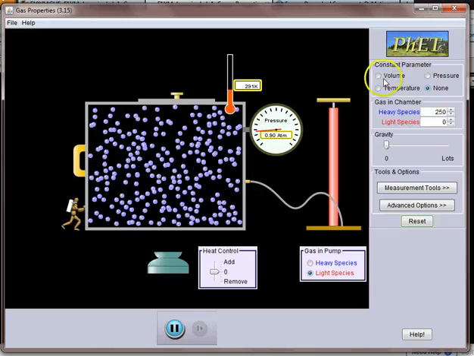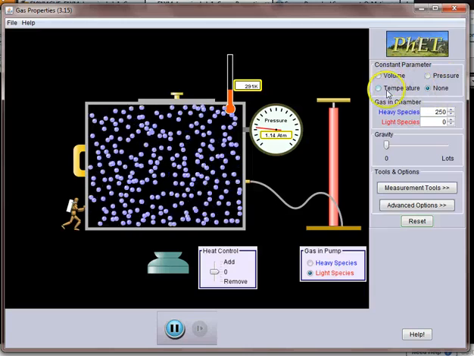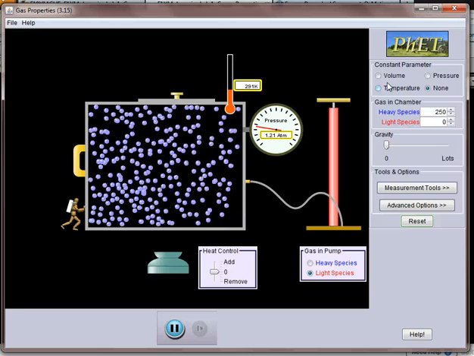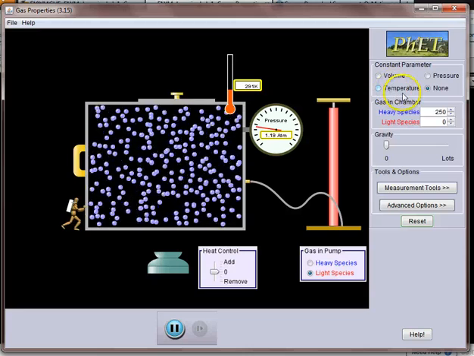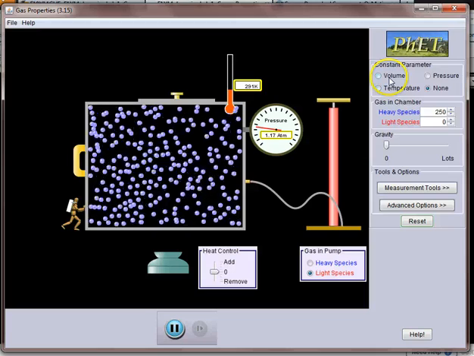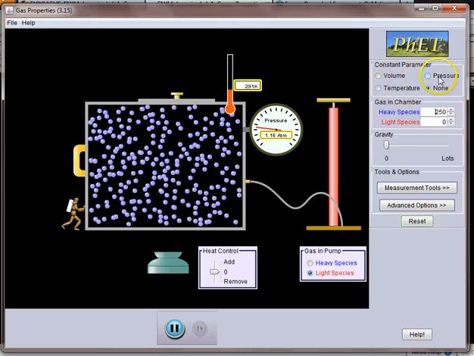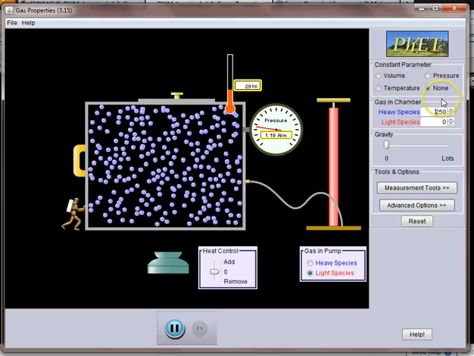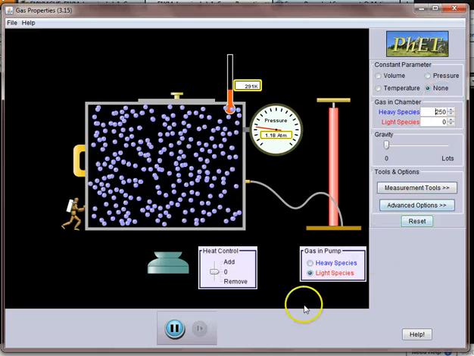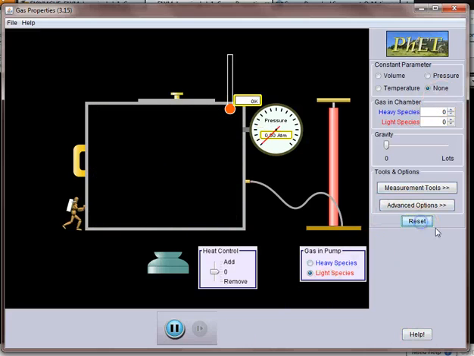You can change the constant parameters here. Remember that for each of the laws we have a different constant parameter, so you can change it if you want a constant volume, constant temperature, constant pressure, or none. Is that understood? Very nice experiment, isn't it?